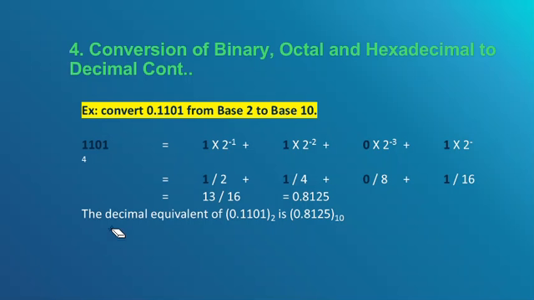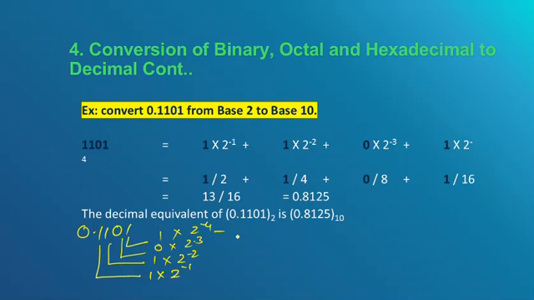So don't use this L. If it is 0.1101, from bottom to top, it has to be like this. So 2 power -1, 2 power -2, 2 power -3, 2 power -4. So this will be 1 by 16. This will be 0. This will be 1 by 4. This will be 1 by 2. So totally it will be 13 by 16, which will be equal to 0.8125 of base 10.